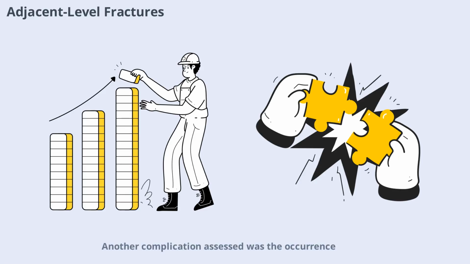thoracic region. Another complication assessed was the occurrence of subsequent adjacent level fractures after kyphoplasty. The pooled proportion was 10% for thoracic procedures and 5% for lumbar ones. While the thoracic region showed a higher rate, the difference was not statistically significant. Factors like biomechanical stress redistribution and cement leakage may play a role in these outcomes.